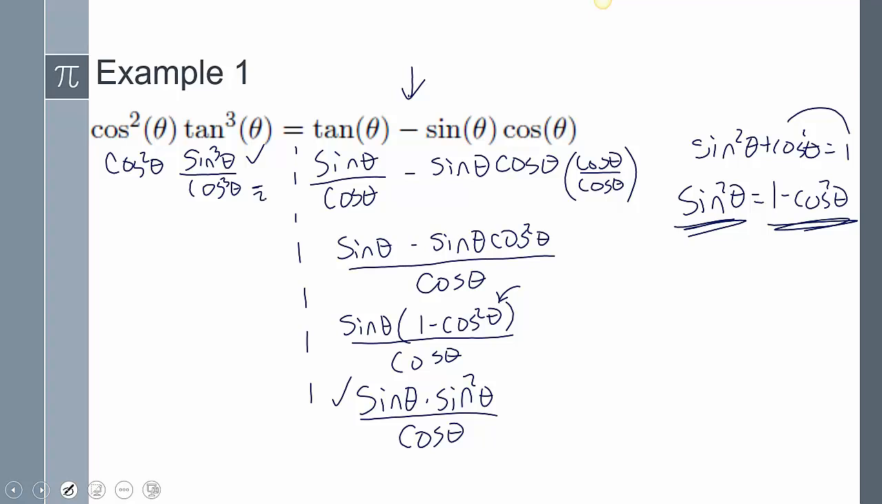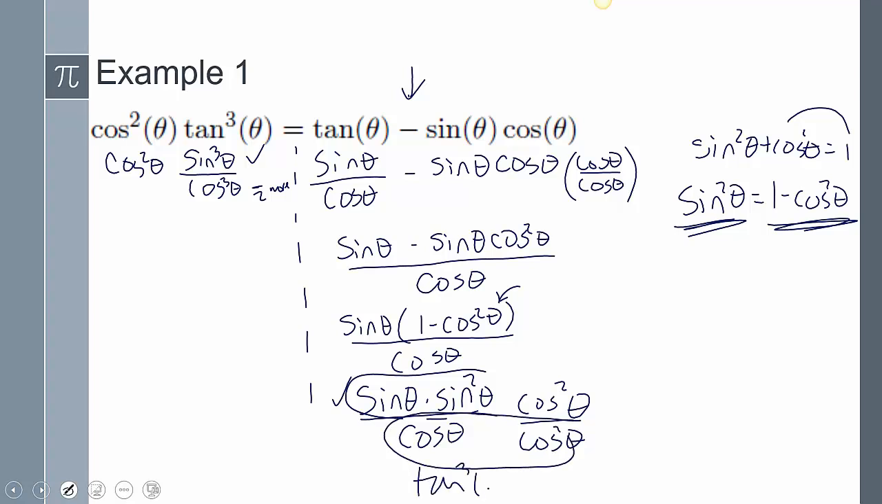I need 2 more. So I can multiply top and bottom by cosine squared. And now I have what I need. I have sine cubed over cosine cubed. That's going to give me the tangent cubed. And then I'm left over with this cosine. Now, I didn't do any steps on the left side. I'm just writing it out to show you where my brain was going.